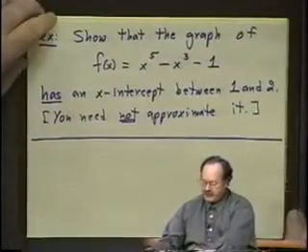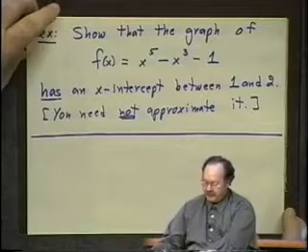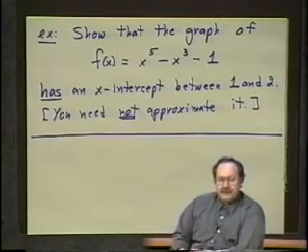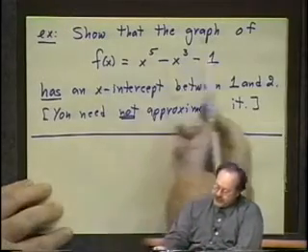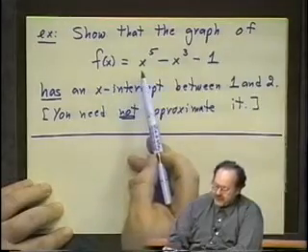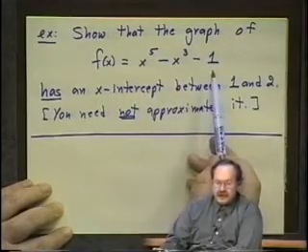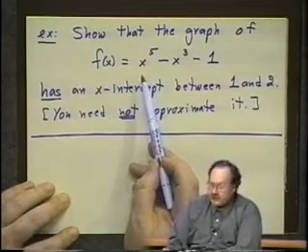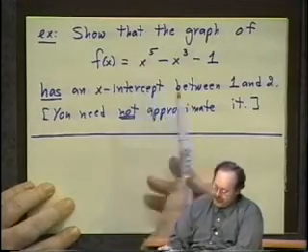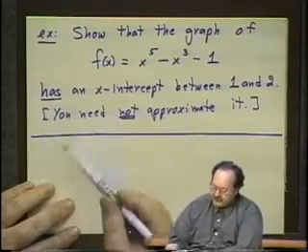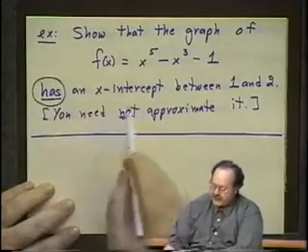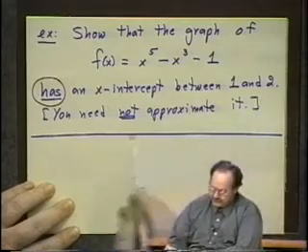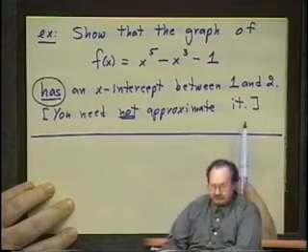Okay, let me show you one example of how this might easily be used, just to illustrate it in this simple case. Here's the problem. Show that the graph of f of x equals x to the fifth minus x cubed minus 1, a very high degree polynomial, fifth degree, we have no clue on how to solve this at this point. Show that that graph has an x-intercept between 1 and 2. You need not approximate it.